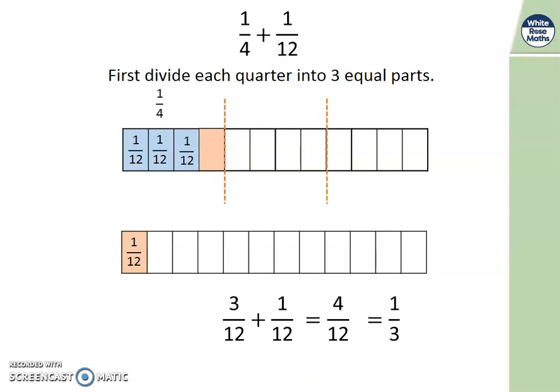We can see that if we divide up the bar into 3 equal pieces, then you can see that 4 twelfths takes up the same amount of space as one of those thirds.